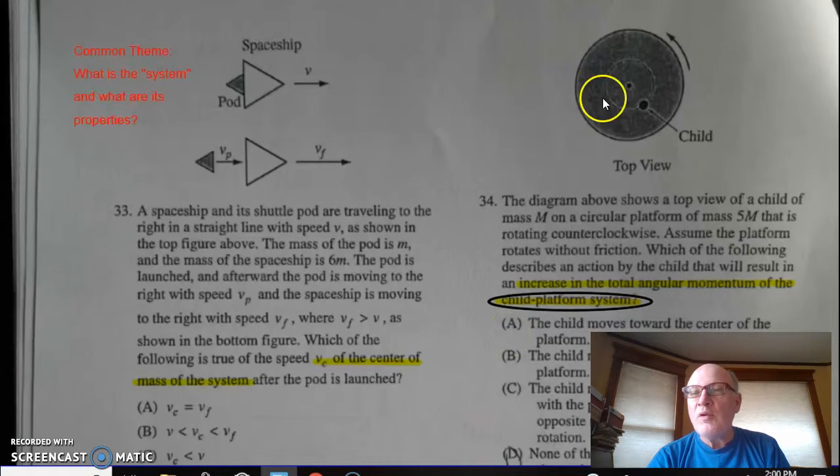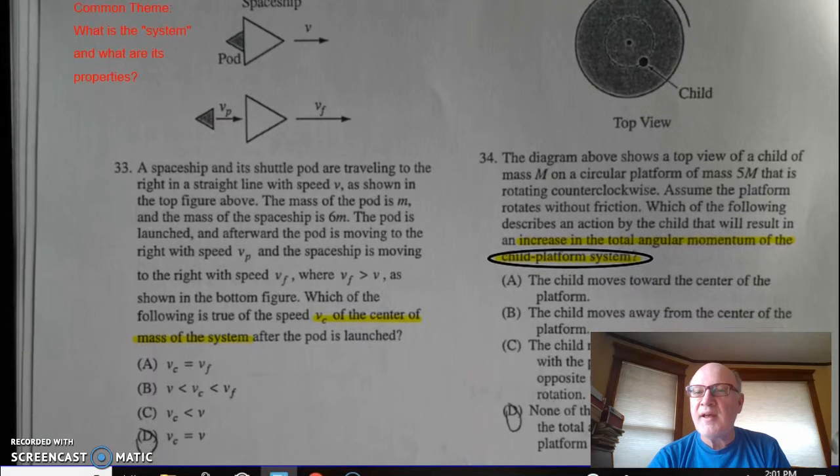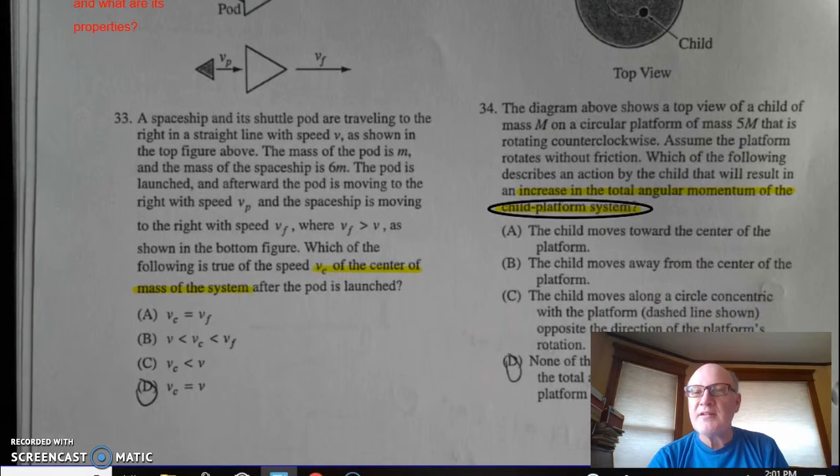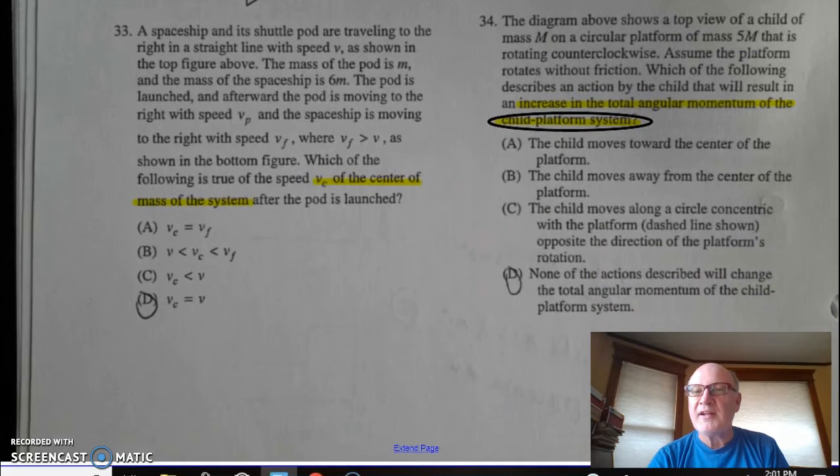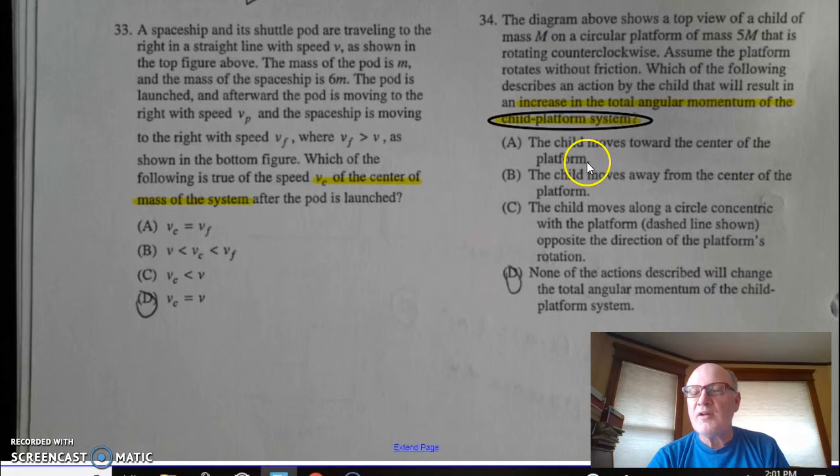So the only way that the momentum of this can change is if there's some external force that acts on it. So we're going to look for responses that say that some external force is acting on it. And response A says the child moves towards the center of the platform. Well, that's not an external factor. B, the child moves away from the center.